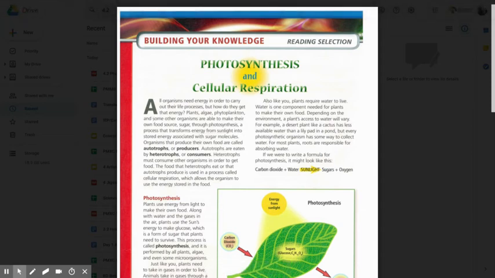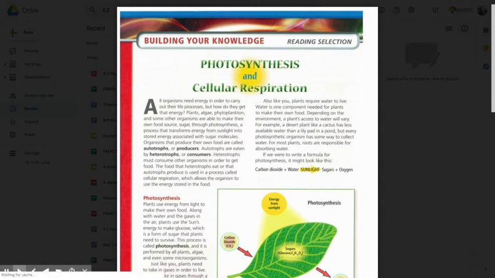Hello, everyone. We want to read you the article called Photosynthesis and Cellular Respiration from the unit Ecosystems and Their Interactions. All organisms need energy in order to carry out their life processes. But how do they get that energy?